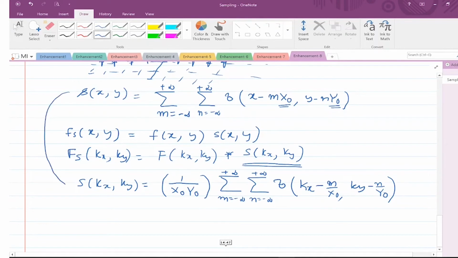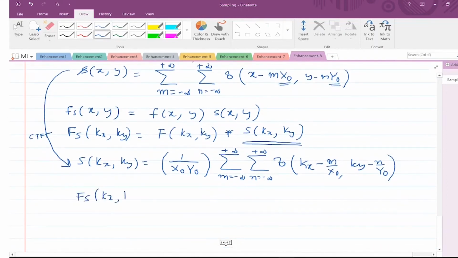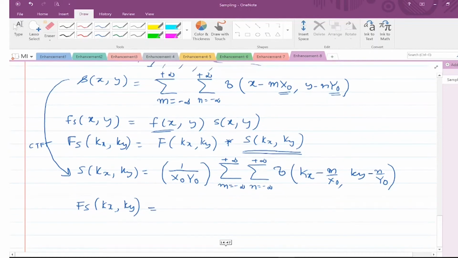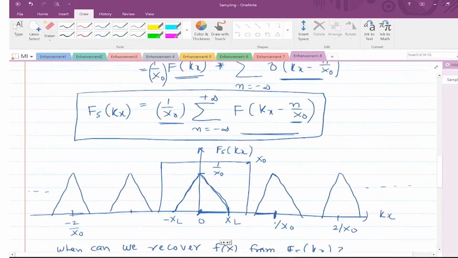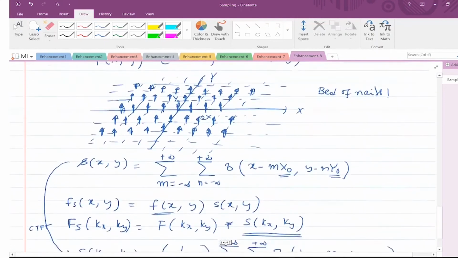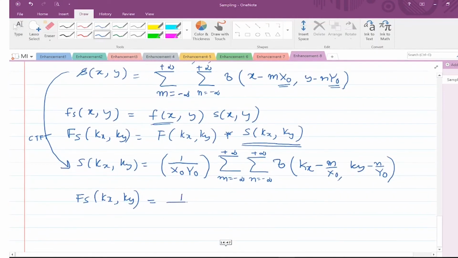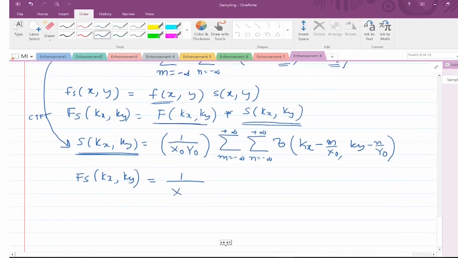This is your CTFT of it here, right? Now what about F_s of kx comma ky? You convolve the Fourier transform of f of x y with this. Since we have already done it for the 1D case, I'm right away writing this. The multiplication factor here would be, of course, convolving this S of kx comma ky with F of kx comma ky, so the multiplication factor of x naught y naught would come out.